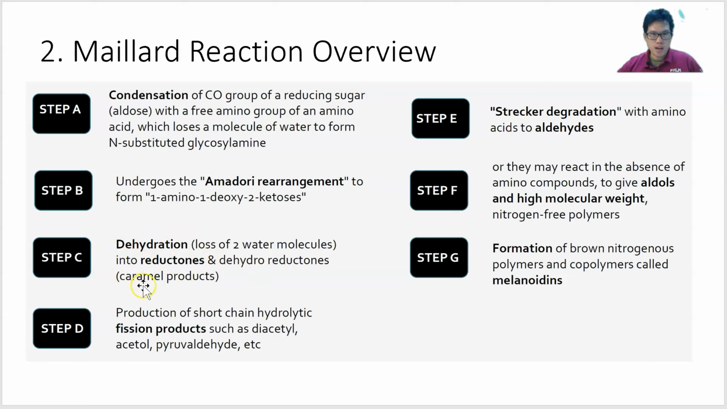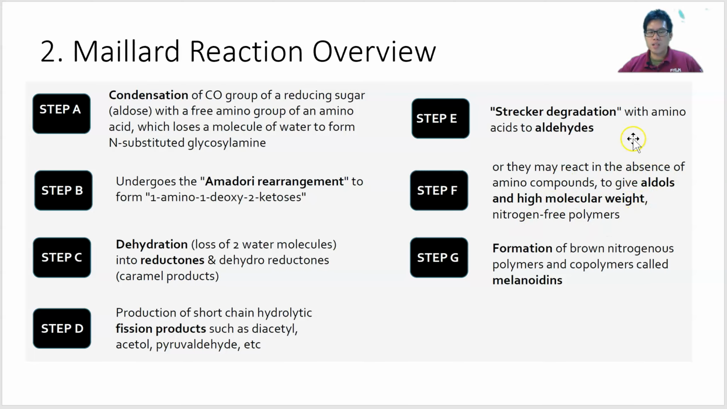As you allow the Maillard reaction to proceed further, giving more time, you start to produce the fission products, which is the further splitting of the molecules. When it splits, you get more flavor compounds. When you create some of the dicarbonyl compounds, they can undergo Strecker degradation, where the dicarbonyl reacts with the amino acids to form all these different types of aldehydes, flavor aldehydes. Then in step F they degrade more, to give aldol and high molecular weight nitrogen-free polymers.